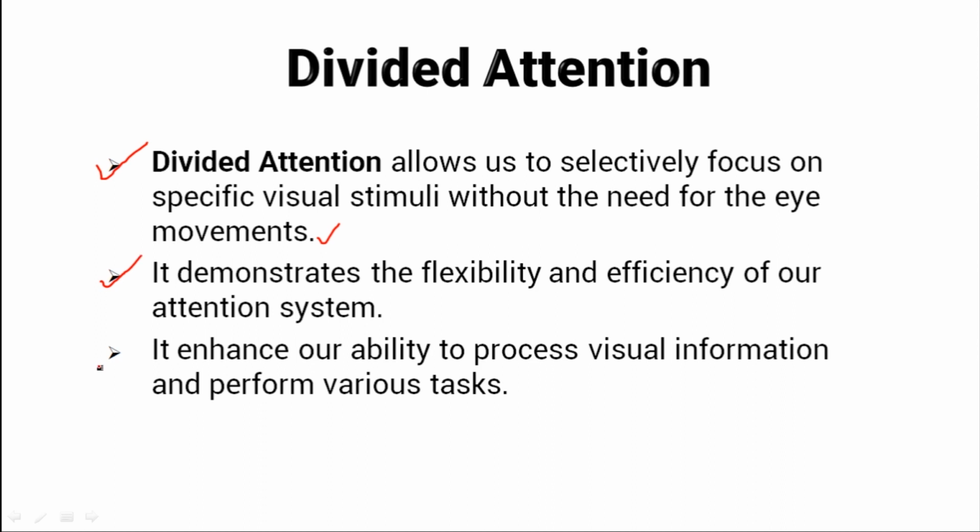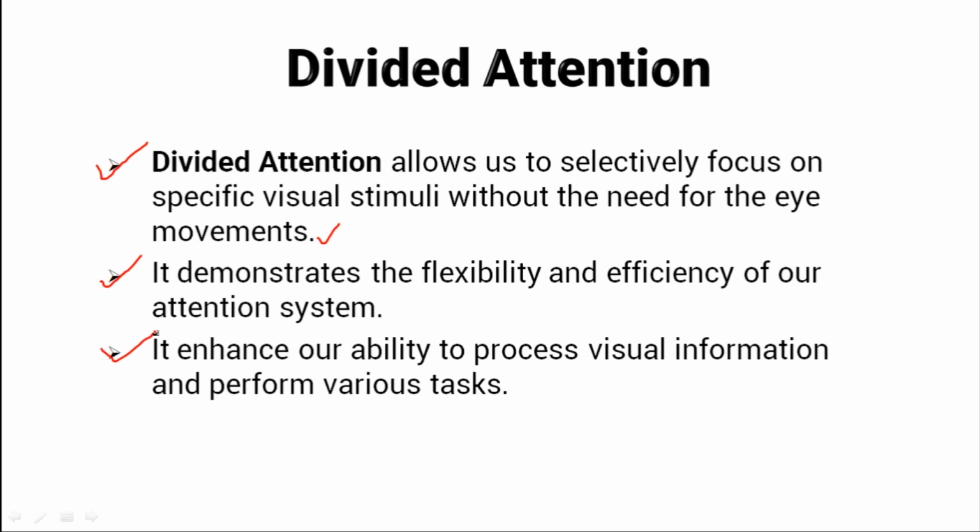The ability to divide attention in visual perception demonstrates the flexibility and efficiency of our attention system. It allows us to allocate our cognitive resources to relevant stimuli while filtering out distractions. By selectively attending to specific objects, we can enhance our processing of important visual information and effectively perform tasks that require simultaneous monitoring or searching.